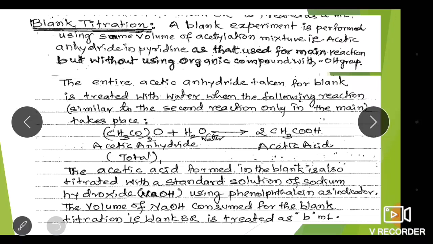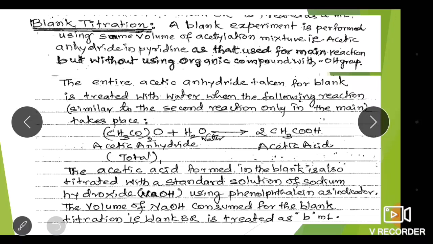Then a blank experiment is performed using the same volume of acylation mixture, that is acetic anhydride in pyridine, as that used for the main reaction, but without using the organic compound with the OH group. That means except for the organic compound, the sample, we carry out the titration using the same volume of acetic anhydride in pyridine.